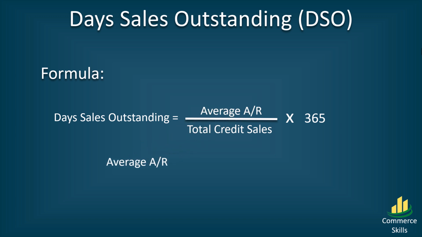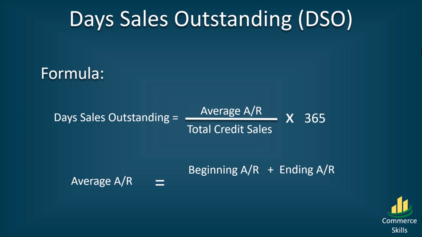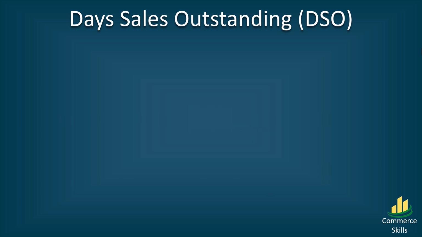But what is average accounts receivable? It is calculated as average accounts receivable equals beginning accounts receivable plus ending accounts receivable, divided by 2. So, first we find the average and then we apply the main formula. Let's learn it with an example.